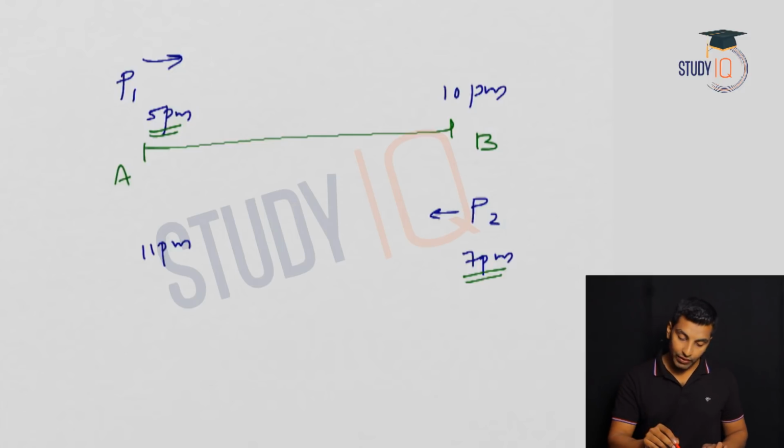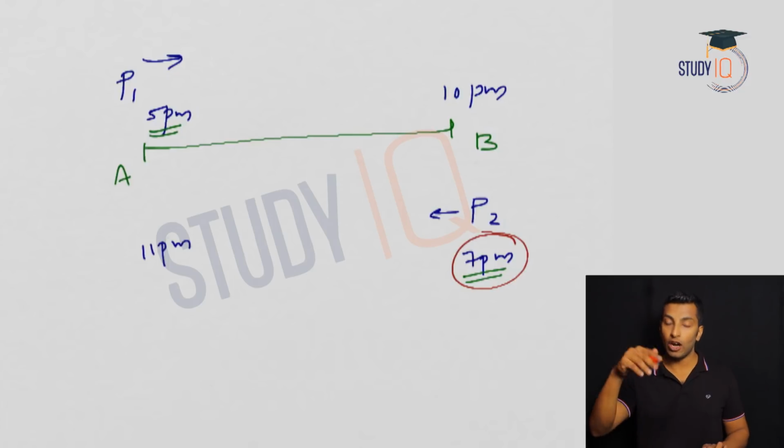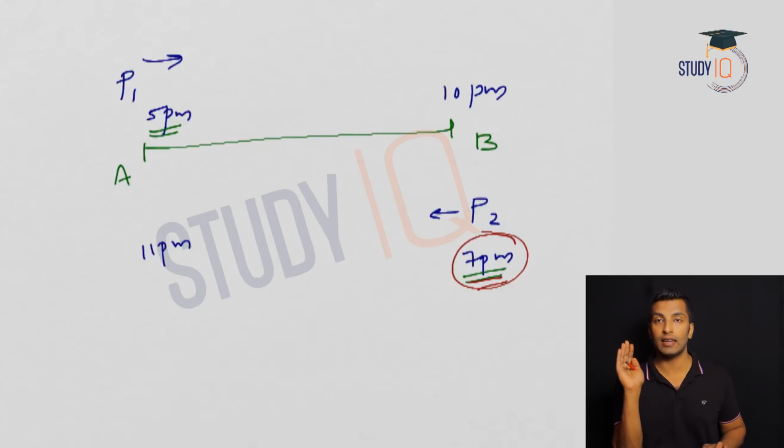Okay, so meeting will only happen after 7, because anyway P1 is not reaching the other point B before 7. He is reaching only at 10. Okay, and he is starting at 7. So the meeting will definitely happen somewhere in between, and it will only happen after 7. That's a common sense understanding. Okay, so we know that meeting will happen after 7.